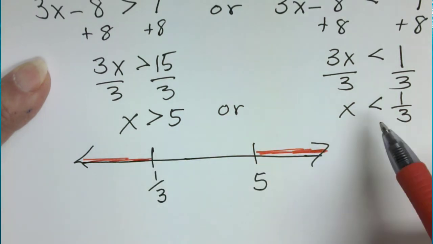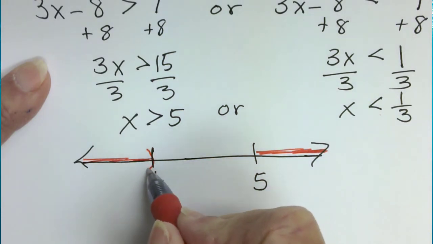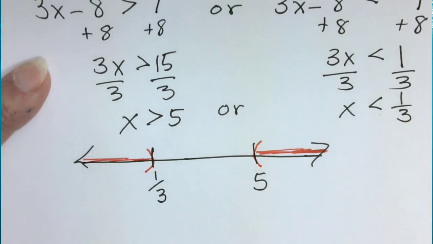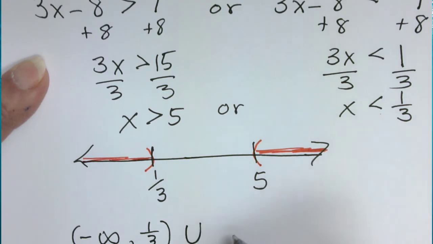For our endpoints, we did not have an equals underneath. So it will be a parentheses in the direction of your shading. When you go to My Open Math software, it will be an open circle. For interval notation, you're coming from -infinity to 1/3. And you're going to do a union with the other piece, 5 to infinity.